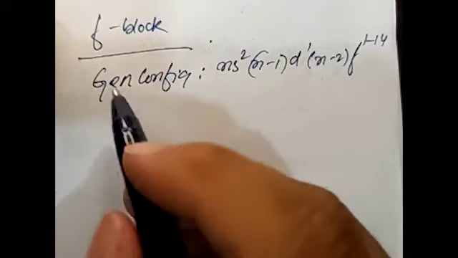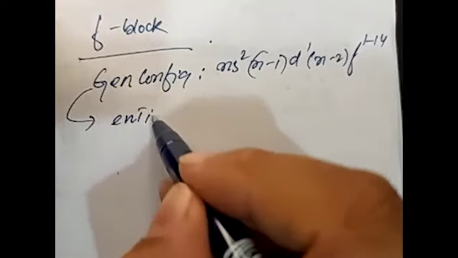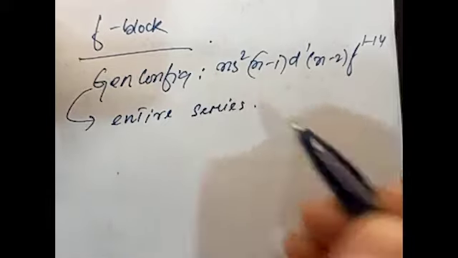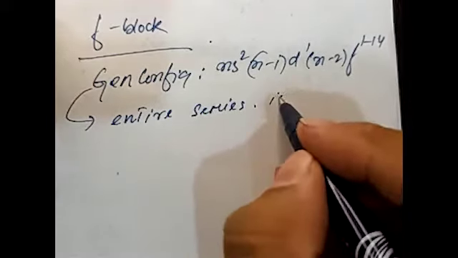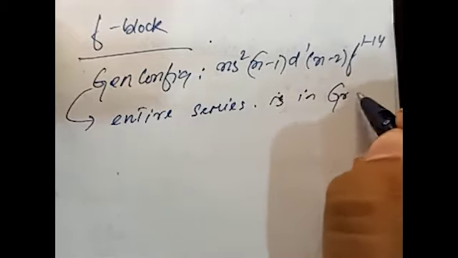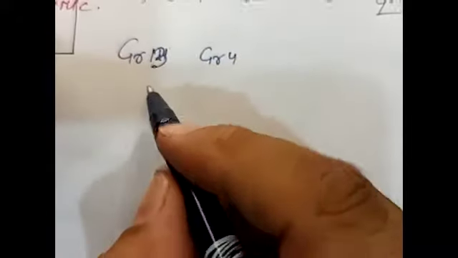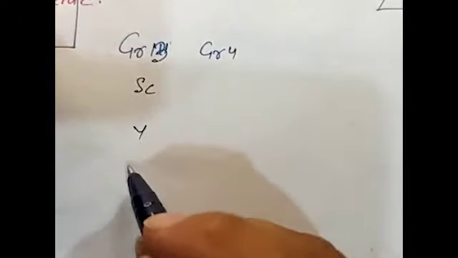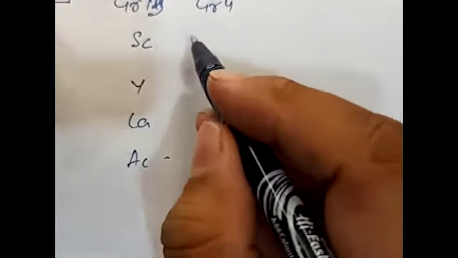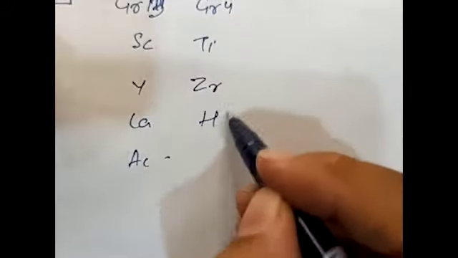So this entire series is in group 3. Okay? We have already seen group 3. What elements are in group 3? Scandium, yttrium, lanthanum, actinium, correct? And what is in group 4? It is titanium, zirconium, hafnium, and rutherfordium. Okay, please note this.